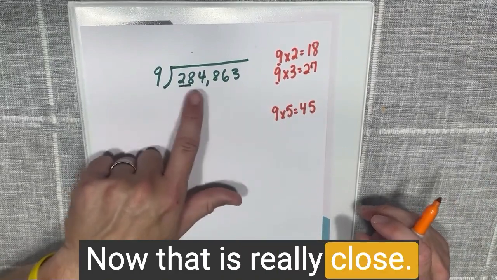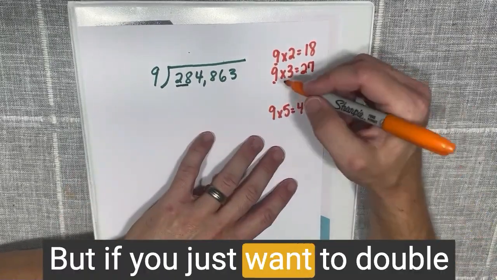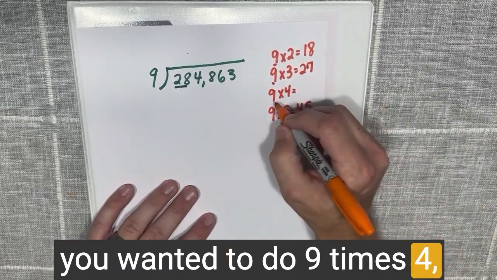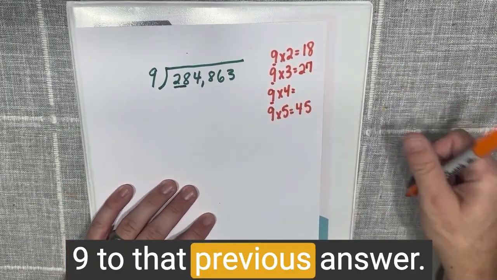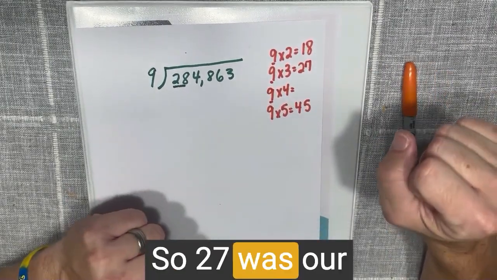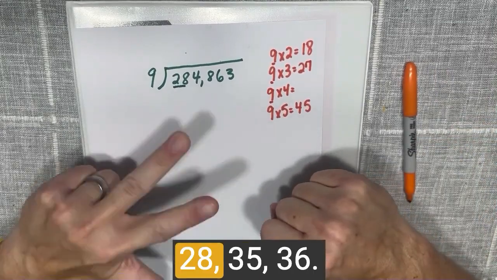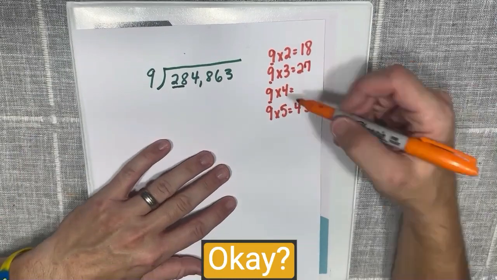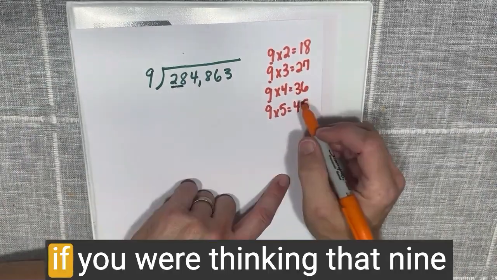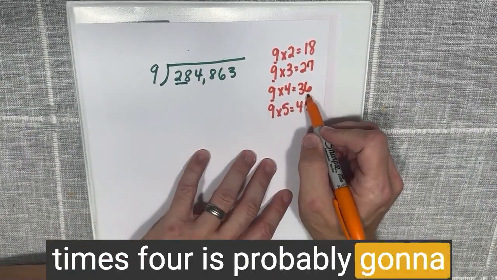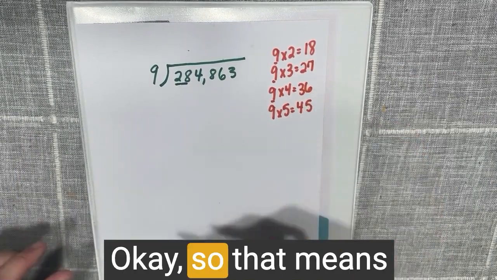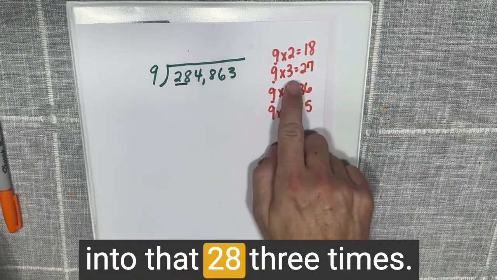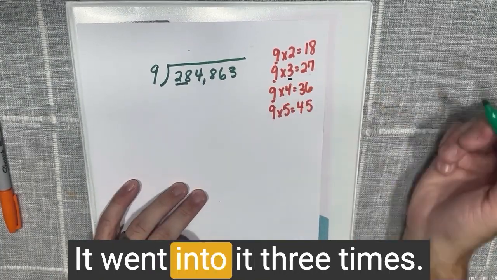Now that is really close. But if you just want to double check, just to make sure, if you wanted to do 9 times 4, all we're going to do is add 9 to that previous answer. So 27 was our previous answer, 28, 29, 30, 31, 32, 33, 34, 35, 36. Okay? And if you were thinking that 9 times 4 is probably going to be too big, you are correct. So that means that 9 was able to go into that 28 3 times. It went into it 3 times.